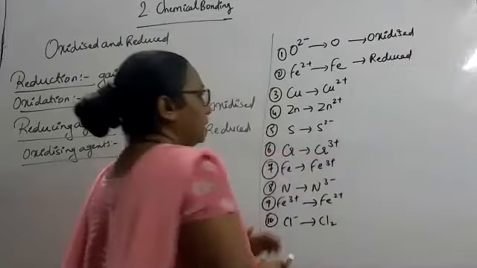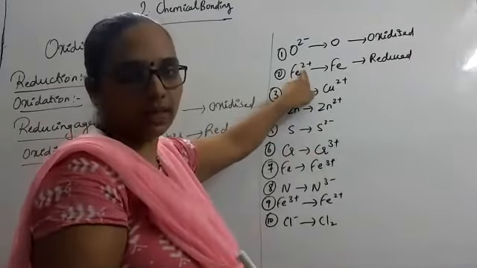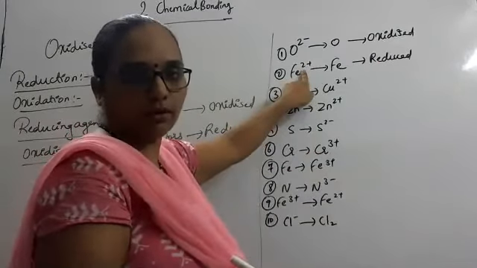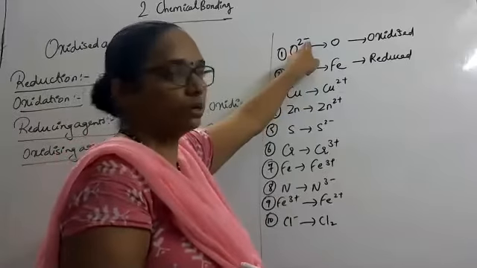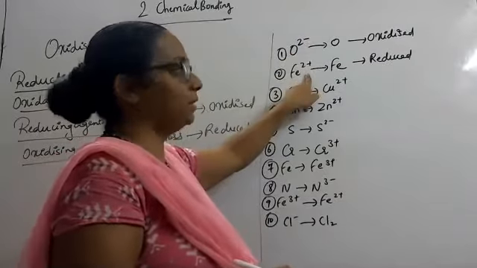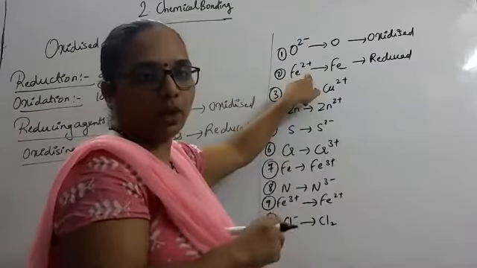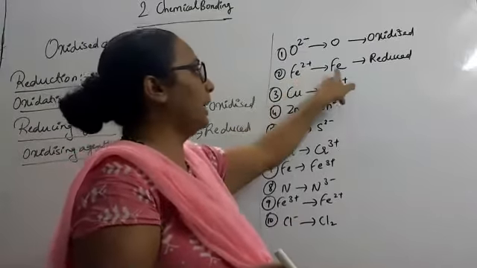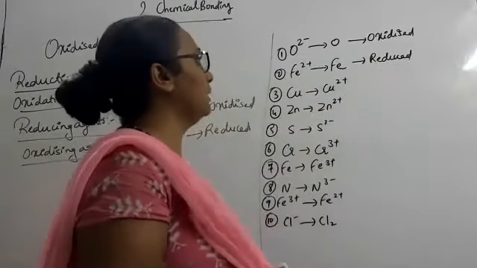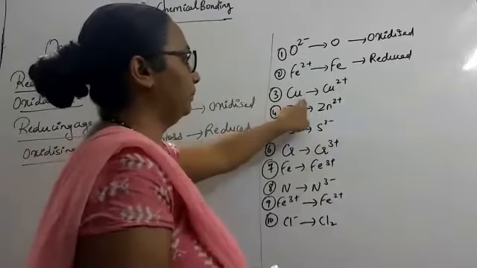Why? Because your plus 2 charge is there. It means it is not having 2 electrons. 2 electrons रहता है तो minus charge होता है. यहाँ पे electrons नहीं है. So it means it has accepted 2 electrons. Plus 2 and minus 2 have balanced each other, and it has become a neutral molecule. So it is reduced.